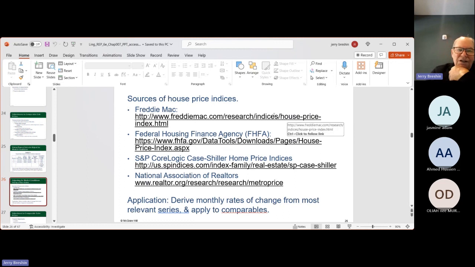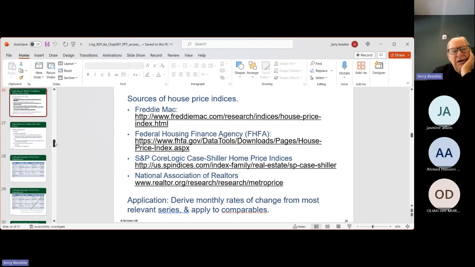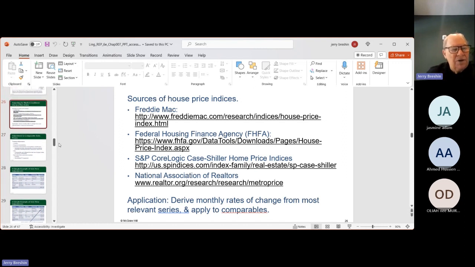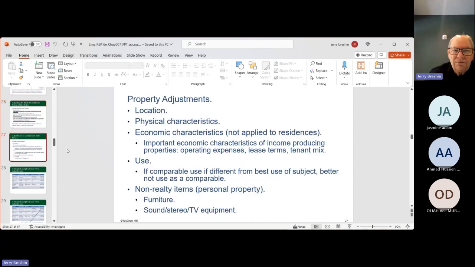Okay, some federal agencies that might be helpful in assessing the value of homes, Freddie Mac, Federal Housing Agency. But in most cases, a realtor in his or her everyday activities do not really rely on these agencies. You want more specific information, more current, more related to your location.